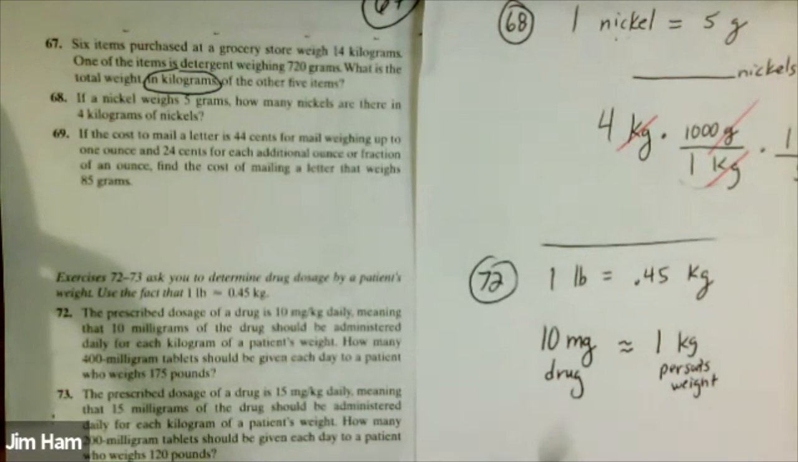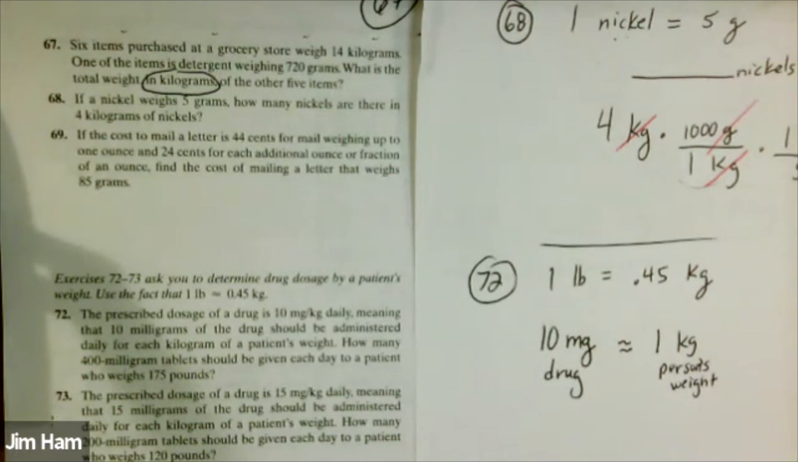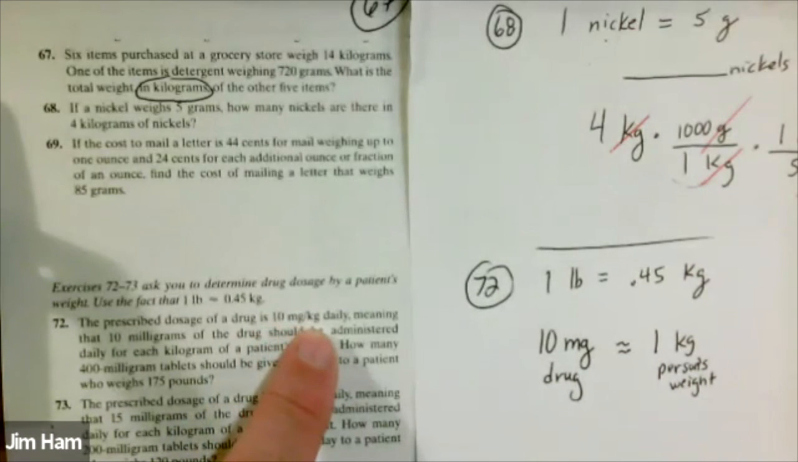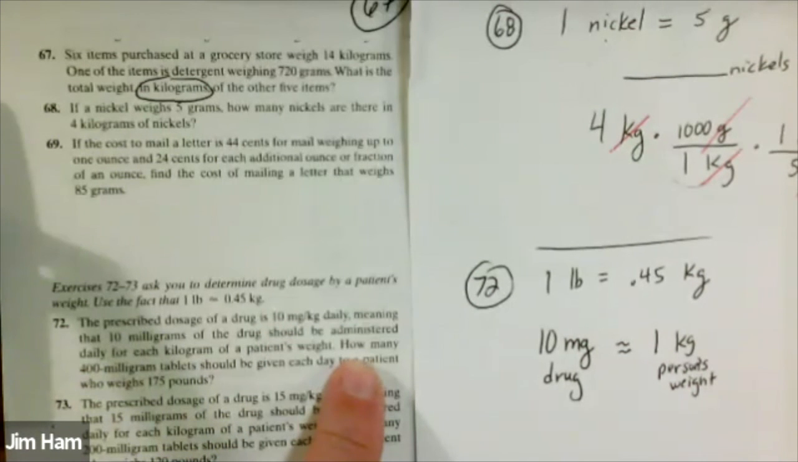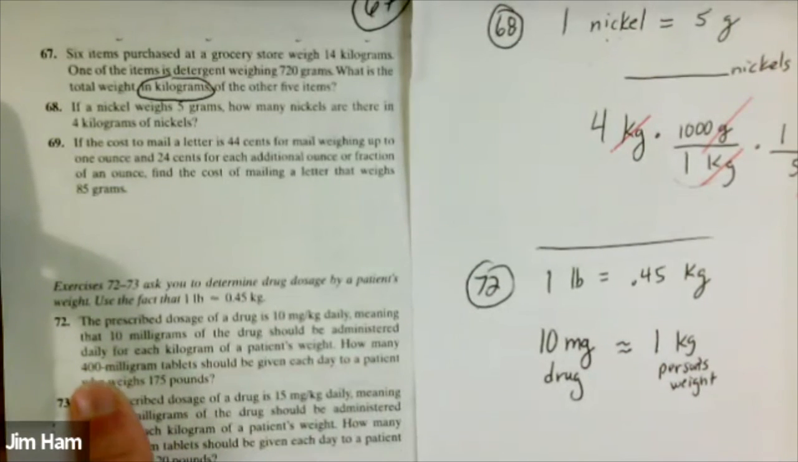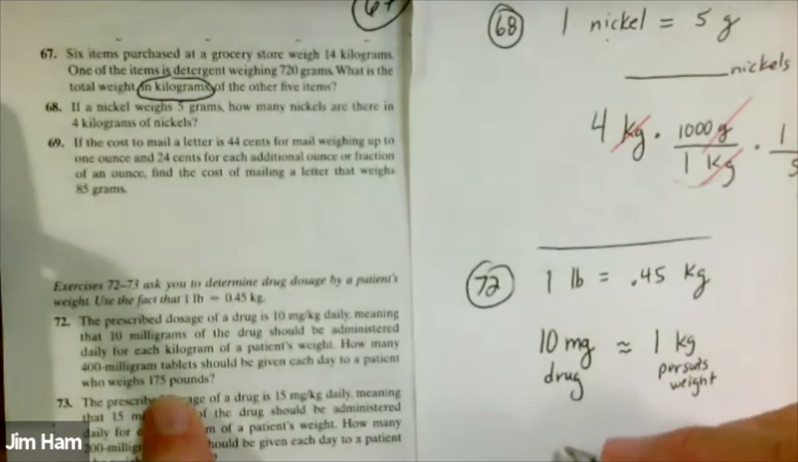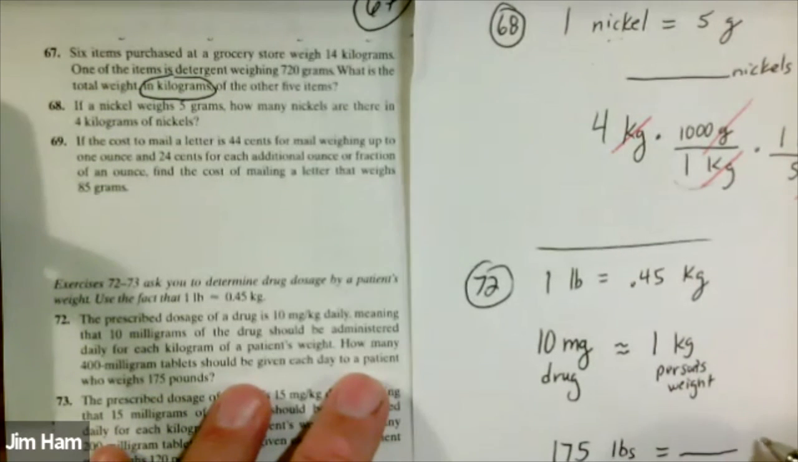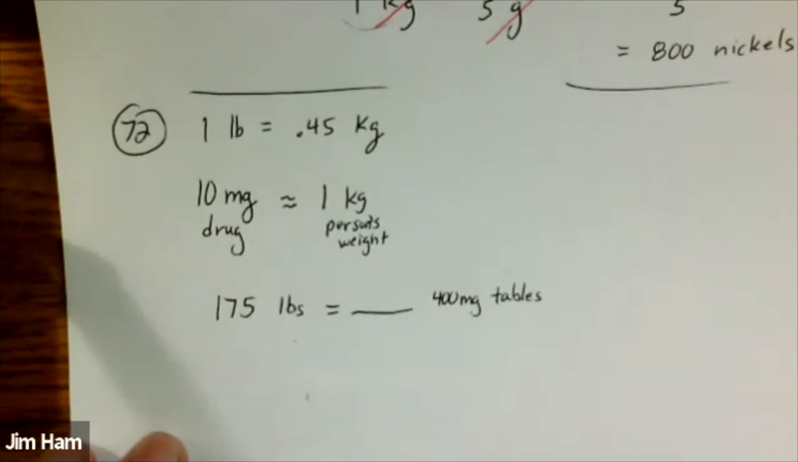Now, this is going to be a unit fraction for us. We know that this is milligrams of a drug, and we do know this is kilograms of a person's weight. So we'll keep the unit there because we're dealing in the same metric units. So milligrams per kilogram daily. Okay, so then here comes the question. How many 400 milligram tablets should be given each day to a patient who weighs 175 pounds? So we start with 175 pounds, and we want to convert that to the number of 400 milligram tablets. So here's how you can work through this one.